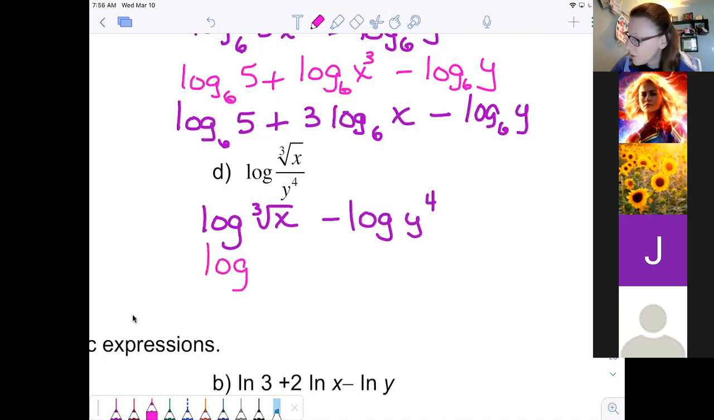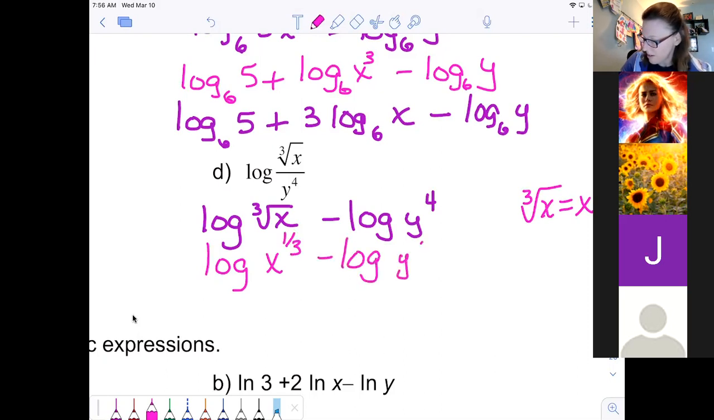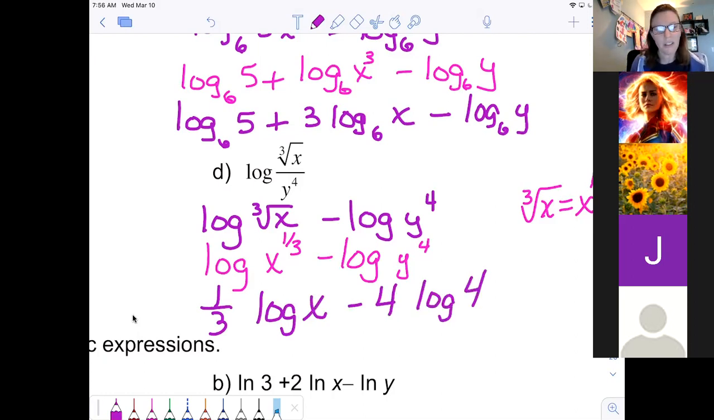If you have a cube root, what exponent would be a cube root? It was a fraction. I'll give you a hint. Is it 1/3? It is 1/3. So we can make this x to the 1/3. And then what would you do with those 2 exponents, Ava? You'd put them in front, so it'd be 1/3 log x minus 4 log y. Nice job. Very nice. Good. Anyone have questions?